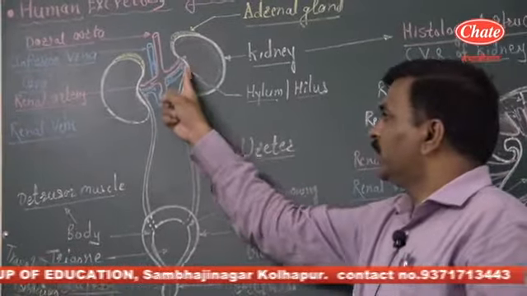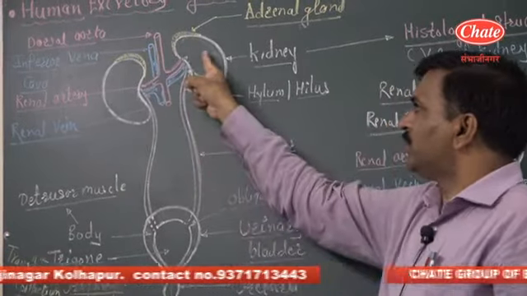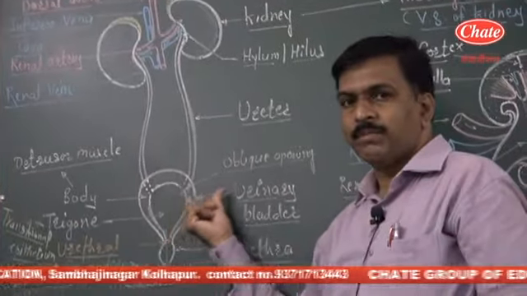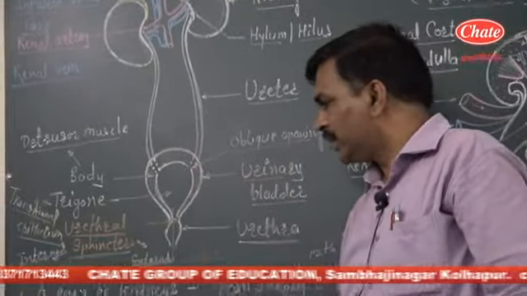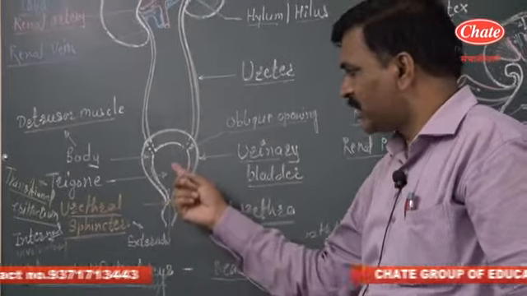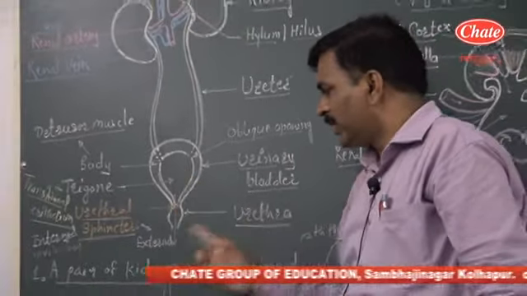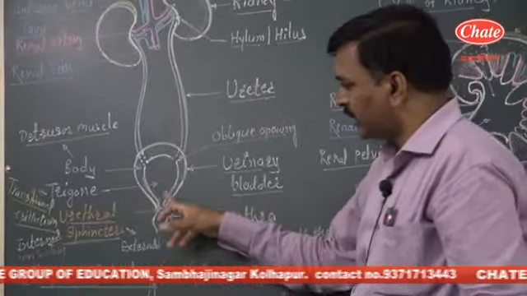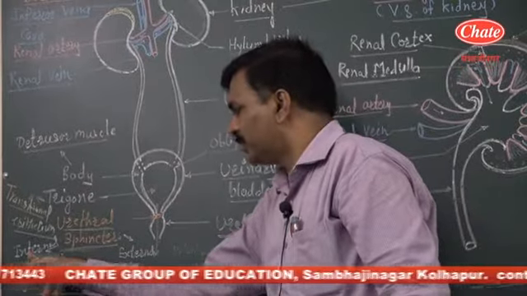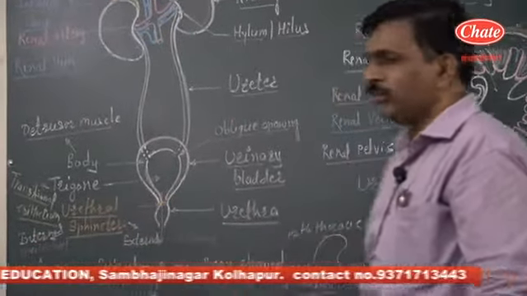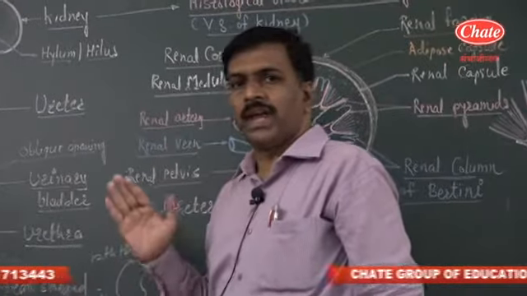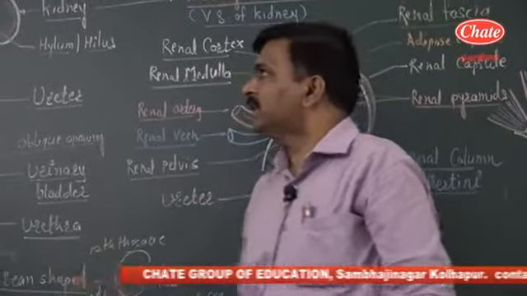The ureter is a tube which transfers the urine from the kidney to the urinary bladder. Then the urinary bladder temporarily stores the urine. And last, the urethra is a duct which eliminates the urine from the urinary bladder to the outside. At the junction of the urinary bladder and urethra, we can observe the urethral sphincter, which is of two types, internal and external, helpful in the event that is micturition.